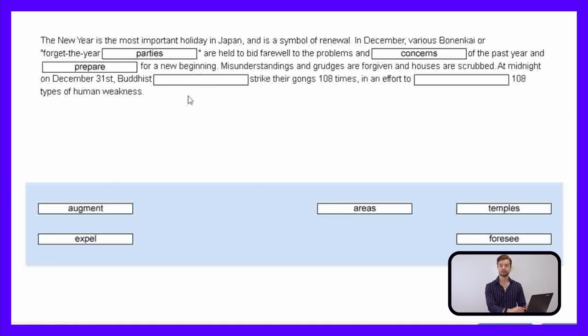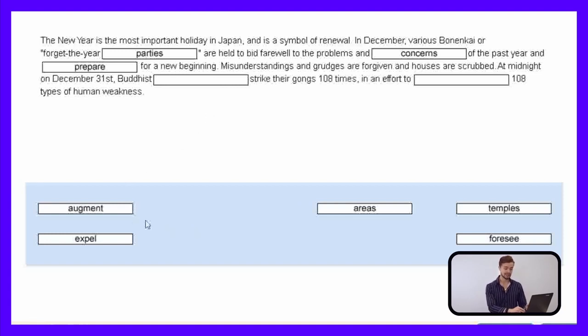Can I say "Buddhist houses strike their gongs"? Could be. "Buddhist running strike their gongs"? No. "Buddhist beautiful strike their gongs"? No. Or "Buddhist very strike their gongs"? Doesn't work. So we need some kind of a noun, which is similar to houses.